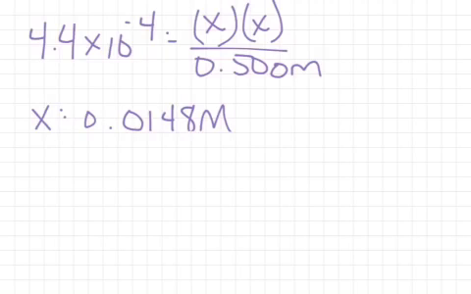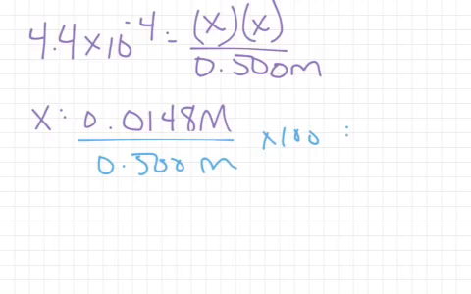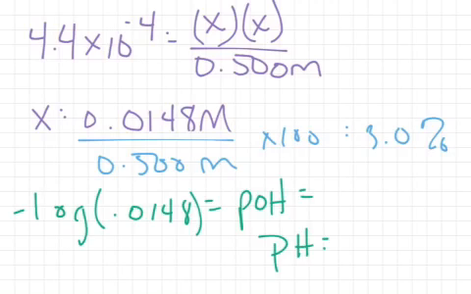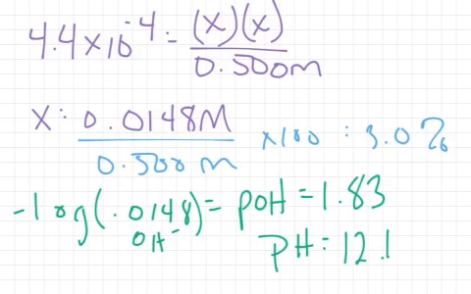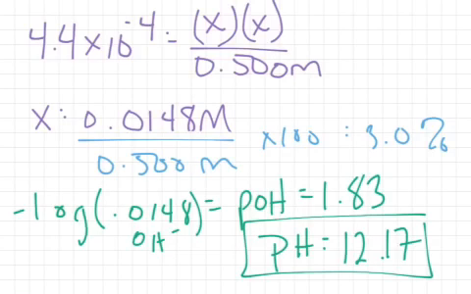When we solve for x, we do need to make sure that that's less than 5%. So we'll just divide that real quick, multiply by 100, which is about 3%. So, right under the wire. And very important, once again, to remember that this is a base. So when we plug in molarity, we're really plugging in the molarity of hydroxide. So that makes this the pOH, not the pH directly. If we do 14 minus, then we will get the 12.17 that we're looking for.